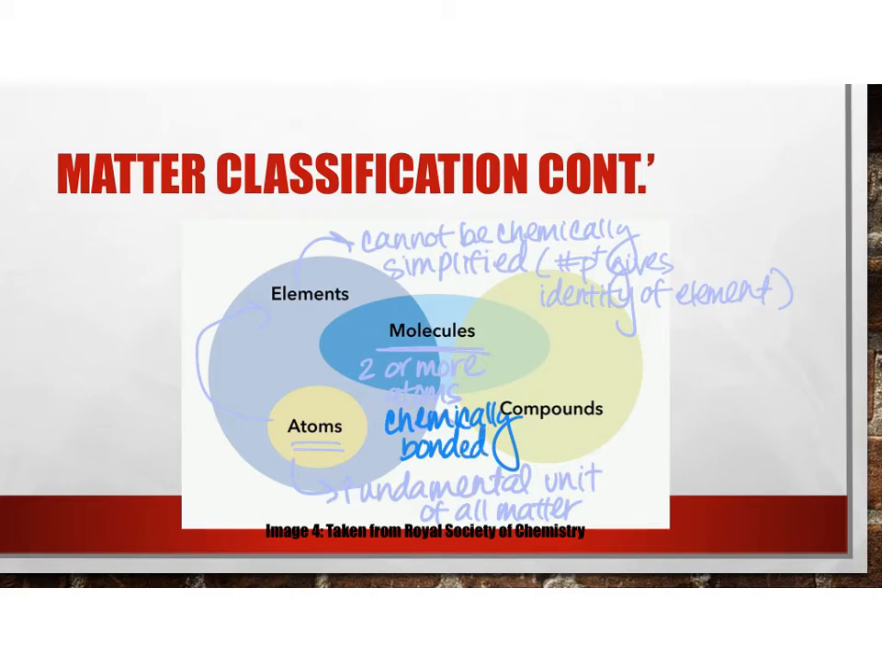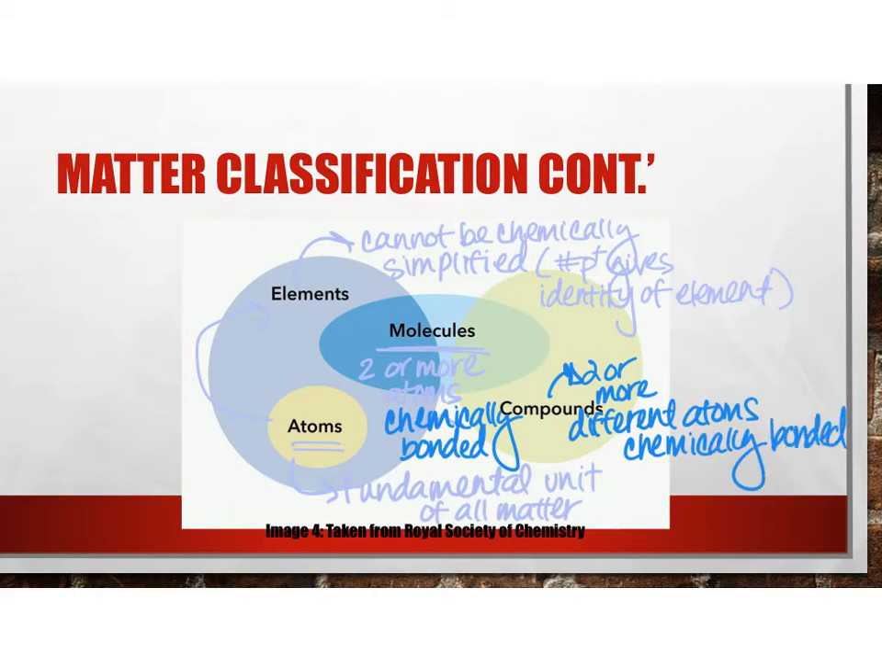A compound can be a molecule, but specifically it's two or more different atoms chemically bonded in a set ratio. So for example, something like H2O is always going to be 2 hydrogens to 1 oxygen. All right, let's move on.